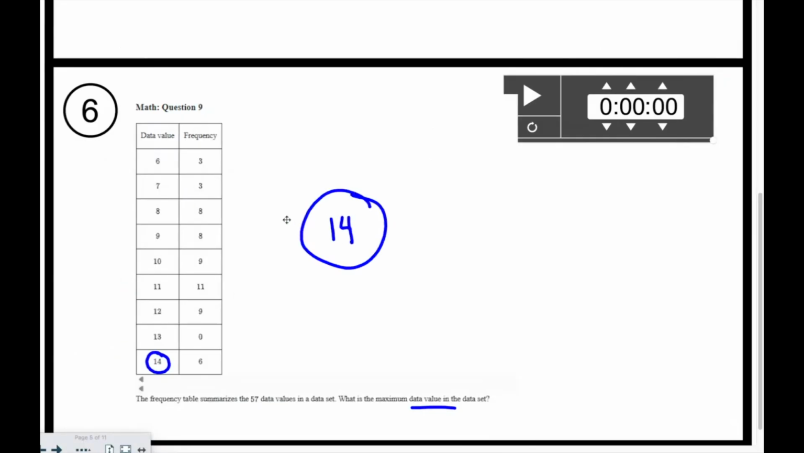This one is just about understanding what a frequency table is. It just means that there's the data, if it were listed out, there'd be 3 6s and 3 7s and 8 8s and so on. So the largest value we would have is just 14.